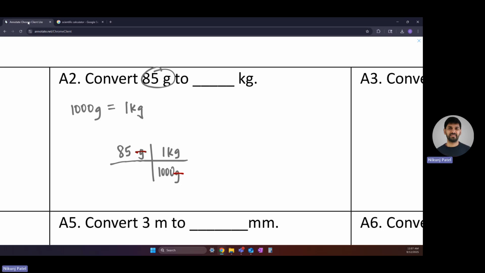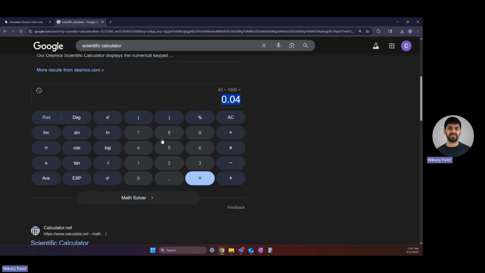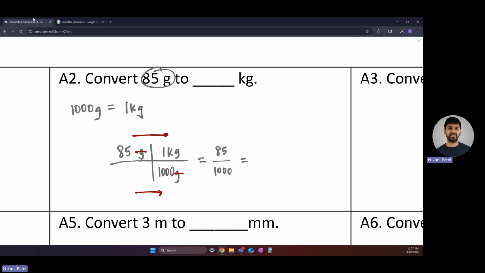We can cancel out our grams unit, and now we can multiply across the top and the bottom. So we get 85 over 1,000 this time. So go into our calculator, we divide 85 over 1,000 and we get 0.085. And now our answer is in kilograms.